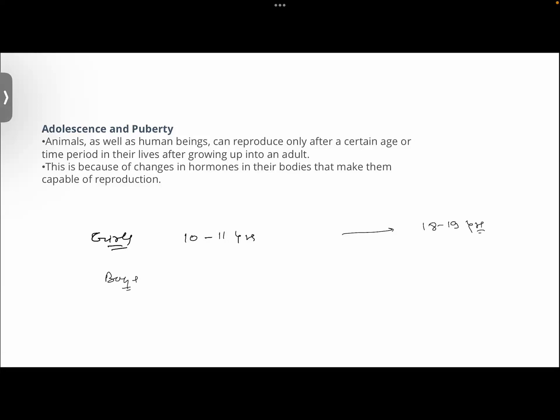In the case of boys, the transition will usually start at the age of 11 years and will continue till the age of 18 or 19 years. So what we observe is that the transition of girls starts earlier as compared to the boys. Hope that is clear so far.